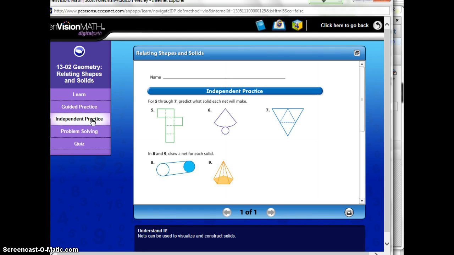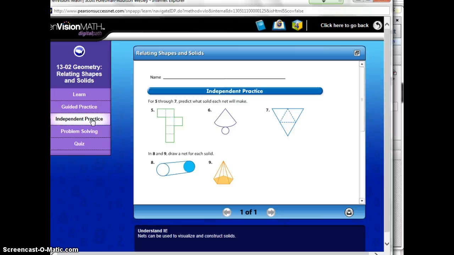Okay, so we are going to see if we can see a few. I know these might be hard to see. Number 6. What shape will that net make? Dathan? A cone. How about number 7? Shape number 7. Alexis?